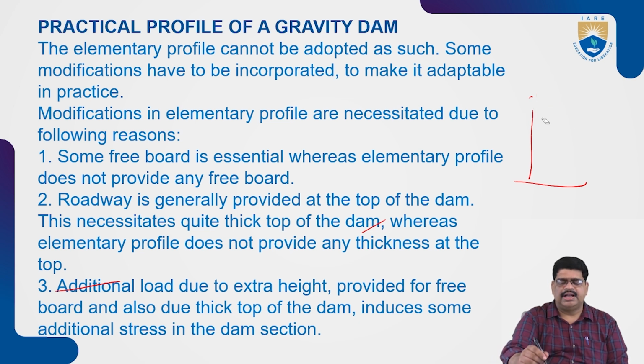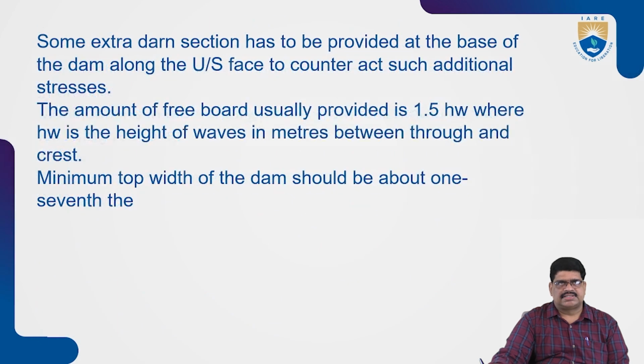In addition to that, what happens? In addition to that, extra height is provided in the freeboard due to the advantages of the dam, which include some additional stresses in the dam section. So that is one of the advantages of the practical profile. Some extra dam section is to be provided in the base of the dam along the upstream side, so that the additional stresses can be avoided.